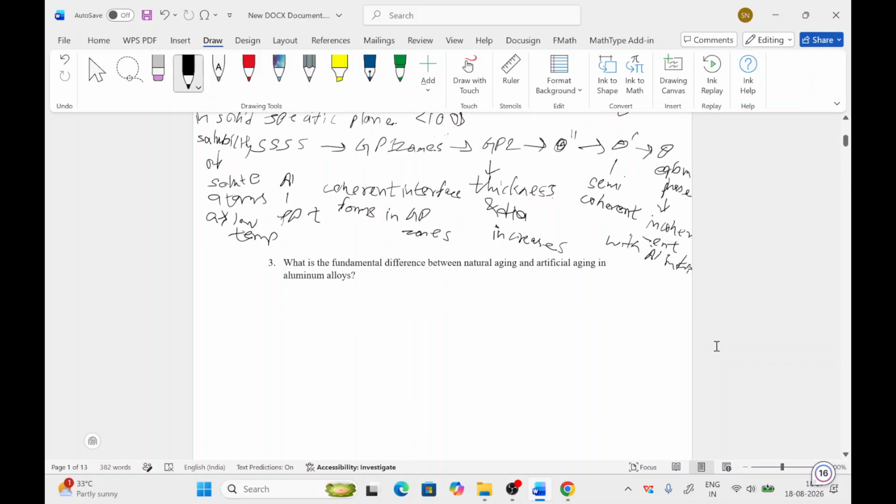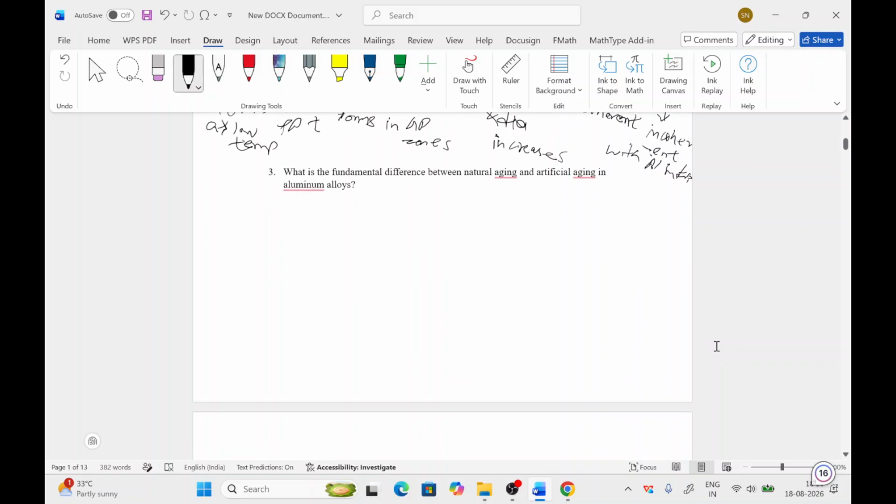Okay, so next question is, what is the fundamental difference between natural aging and artificial aging in aluminum alloys? So, natural aging, we know, is done at room temperature, and artificial aging is done at high temperature, around 100 to 300 degrees Celsius. Or 300 is also high. We can keep it up to 250 degrees Celsius.